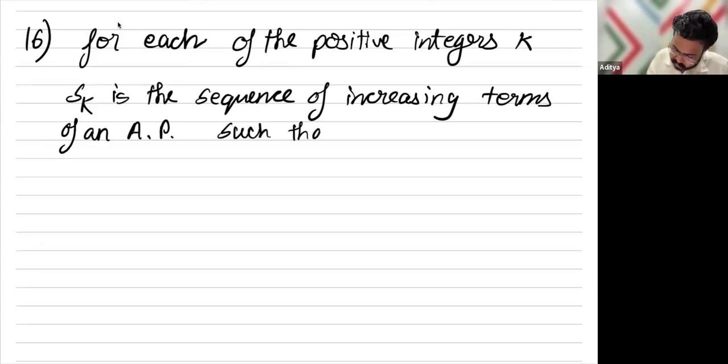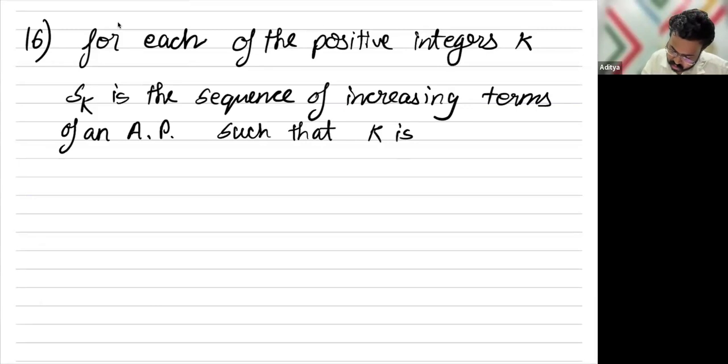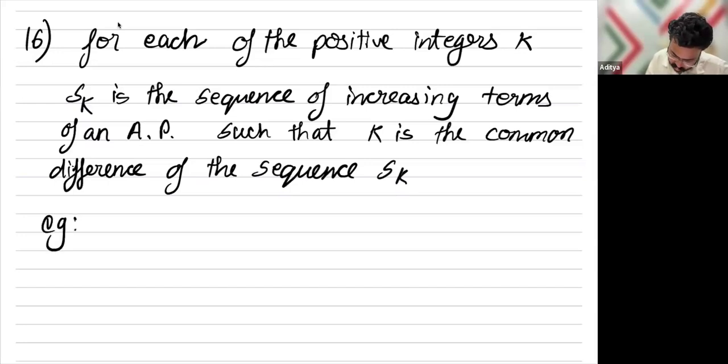Sir, what is Sk? I'll explain. I'll give an example after I've written this down. Such that k is the common difference of the sequence Sk. For example, S of 3. One more point: k is the common difference of sequence Sk, and the first term is 1.